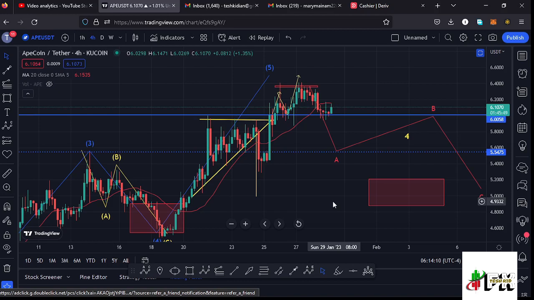At the time of this recording, here on the 4-hour chart, we are trying to battle out the 20-day MA, which is acting as resistance, and a break above the 20-day MA could trigger a bit of a bounce to the upside, which could help us fully maximize target areas that I had sketched out here on the Apecoin chart.